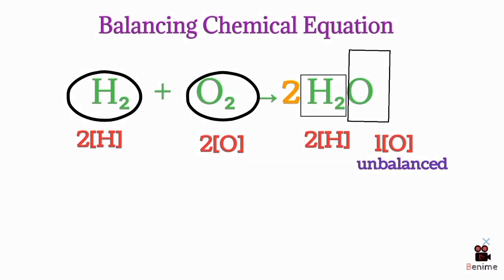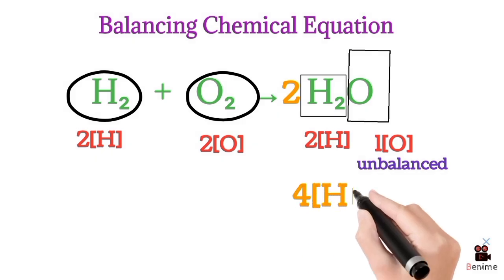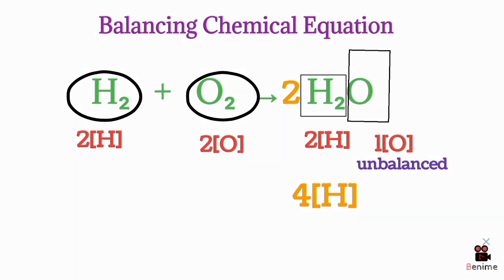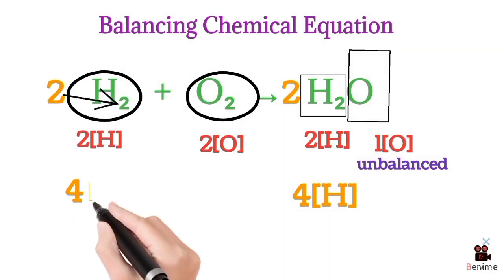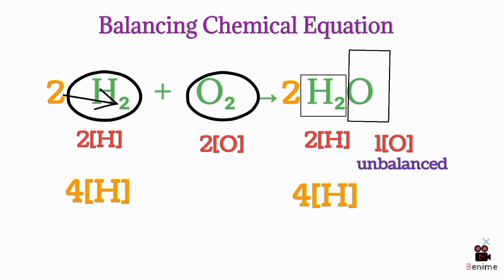Now we add 2 as a coefficient to balance oxygen. This 2 will not only multiply oxygen, but also multiply the hydrogen of the water molecule. Now, if we recheck, we will find that the number of hydrogen atoms has increased to 4 on the right side of the equation. Now, we again have to go to the left side of the equation to balance hydrogen atoms. If we multiply H2 by 2, we get 2 cross 2 equals 4 hydrogens on the left side.